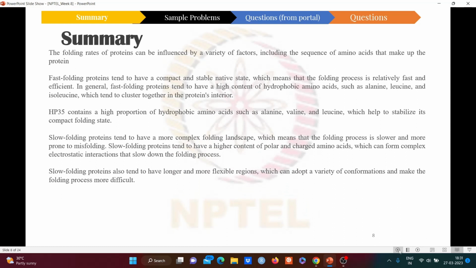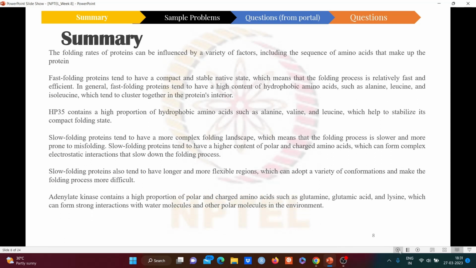Next is the slow folding proteins. On the other hand, slow folding proteins tend to have a more complex folding landscape, which means that the folding process is slower and more prone to misfolding. Slow folding proteins tend to have a higher content of polar and charged amino acids such as arginine, glutamate, and lysine, which can form complex electrostatic interactions that slow down the folding process. They also tend to have longer and more flexible regions, which can adopt a wide variety of conformations and make the folding process more difficult.